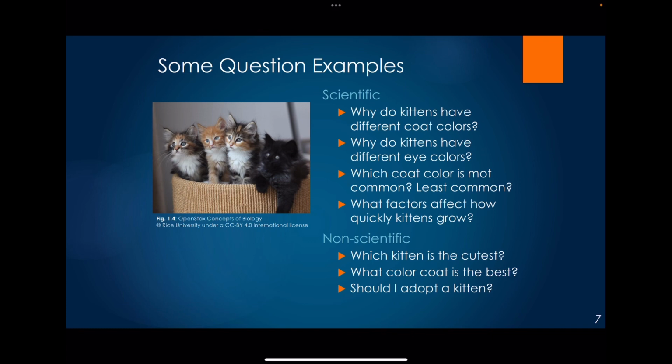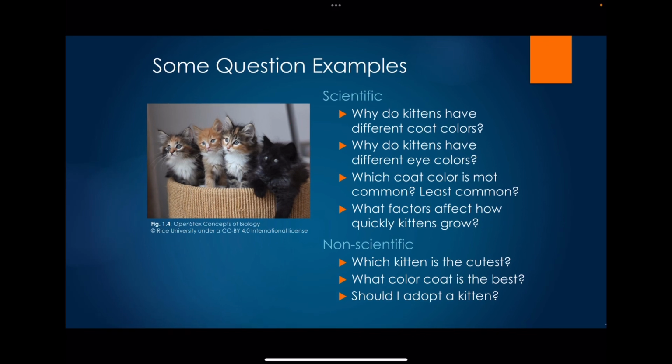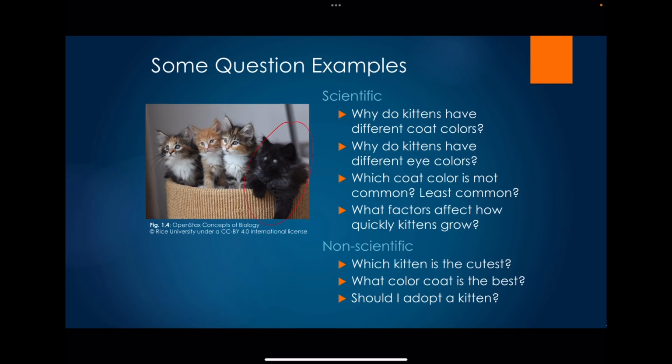And then I have these non-scientific ones, which you might have picked as well. Which kitten is the cutest? That is all opinion based, because some of you might think that this black one is super duper cute. Some of you might like the orange coat on this cat. Some of you might like the eyes on this one. That's all opinion based. So yes, you can technically collect data out of this. This is what psychologists and sociologists do. You can get numerical data out of this, but it is opinion based.